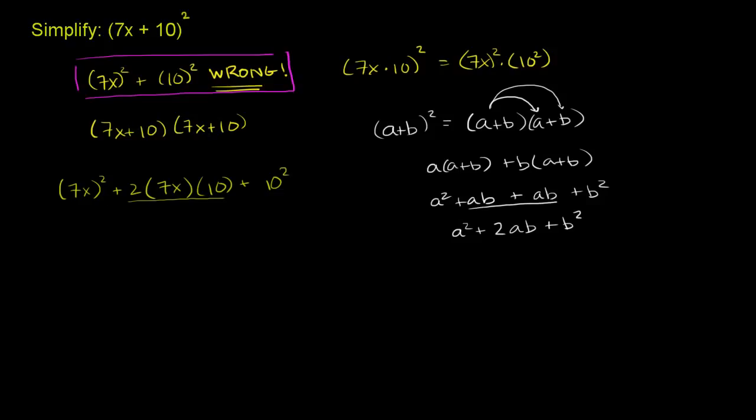And if we simplify this, (7x) squared is 7 squared times x squared. So 7 squared is 49 times x squared. When you multiply this part out, 2 times 7 times 10, that's 14 times 10, which is 140. And then we have our x, no other x there. And then plus 10 squared, so plus 100. And we are done.